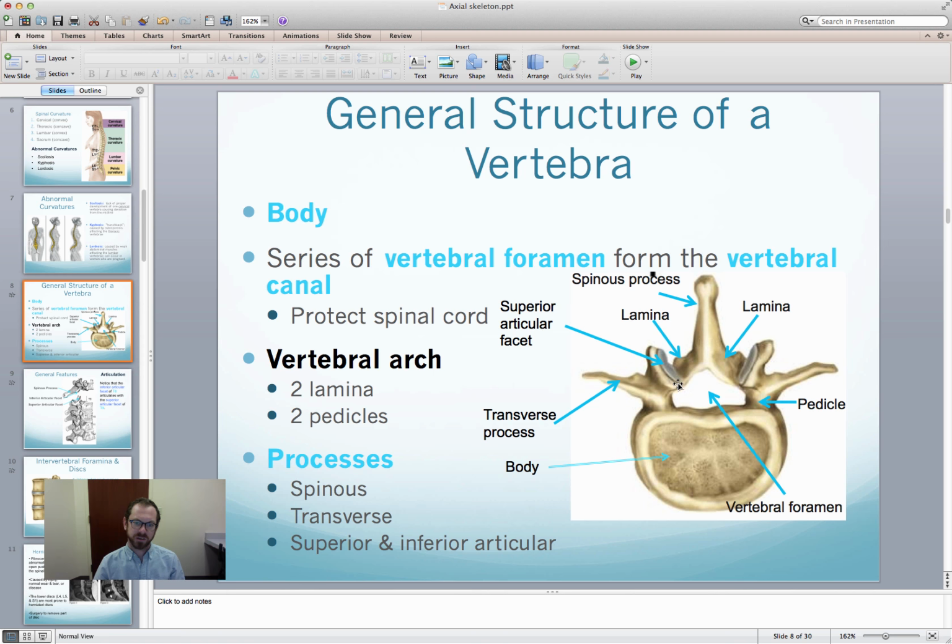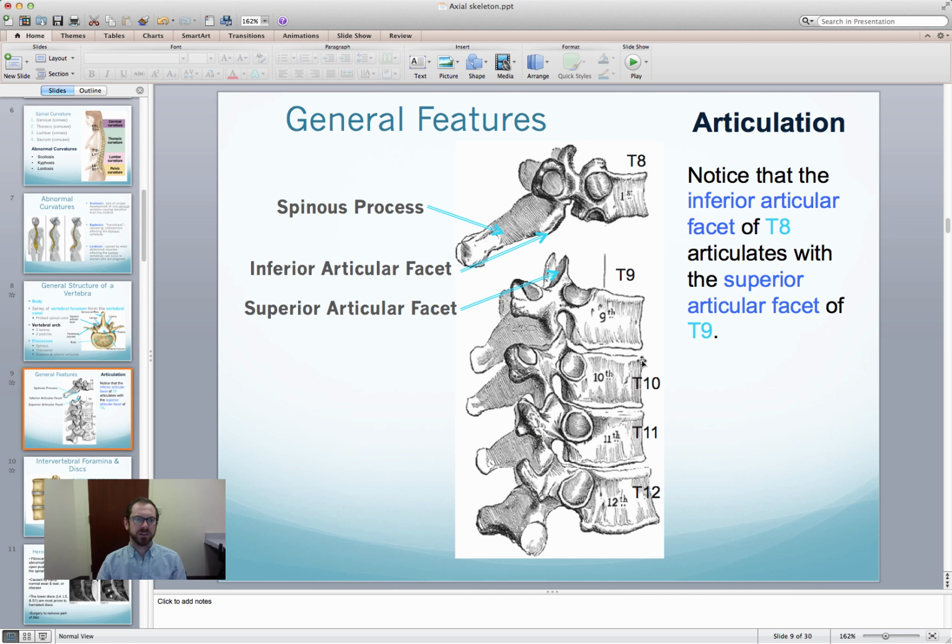And on that process, you're going to have a facet. And a facet is just an area where there will be cartilage. And this suggests that this is where vertebrae are going to be connecting. So you have connection or articulation at the body of the vertebrae, as well as at the superior and inferior articular facets.